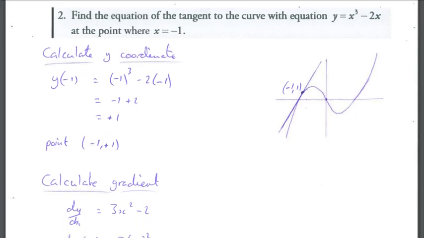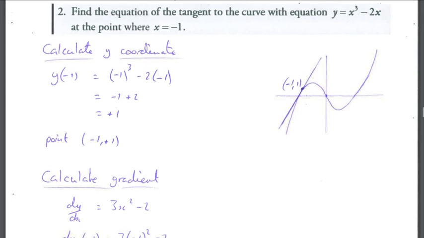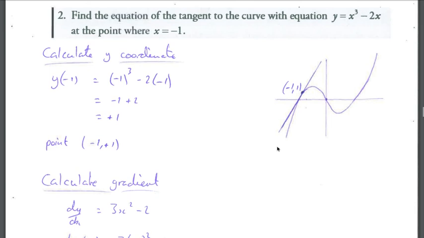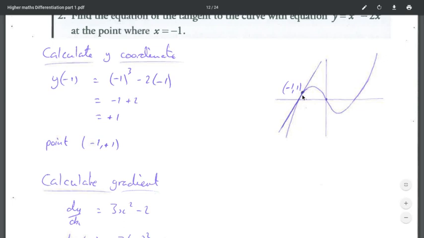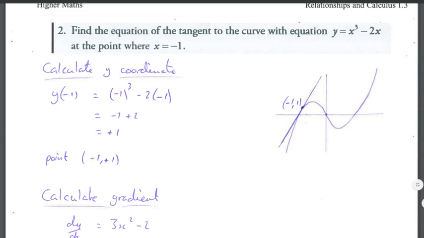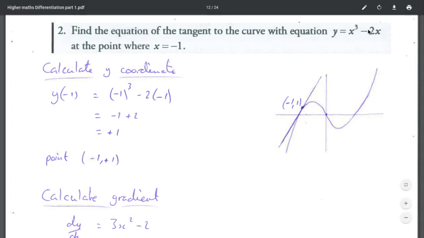Example 2: find the equation of the tangent to the curve with the equation y equals x cubed minus 2x at the point where x equals -1. So this is a cubic curve that we'll see more of later on in this topic. But we're finding the equation of this tangent which is touching at -1, 1. So we are going to find the y-coordinate first in this example, because we didn't have it in the previous one. So to find the y-coordinate, we substitute the x-coordinate into y equals. So it'll be -1 cubed minus 2 times -1, which is 1. So our point is -1, 1.